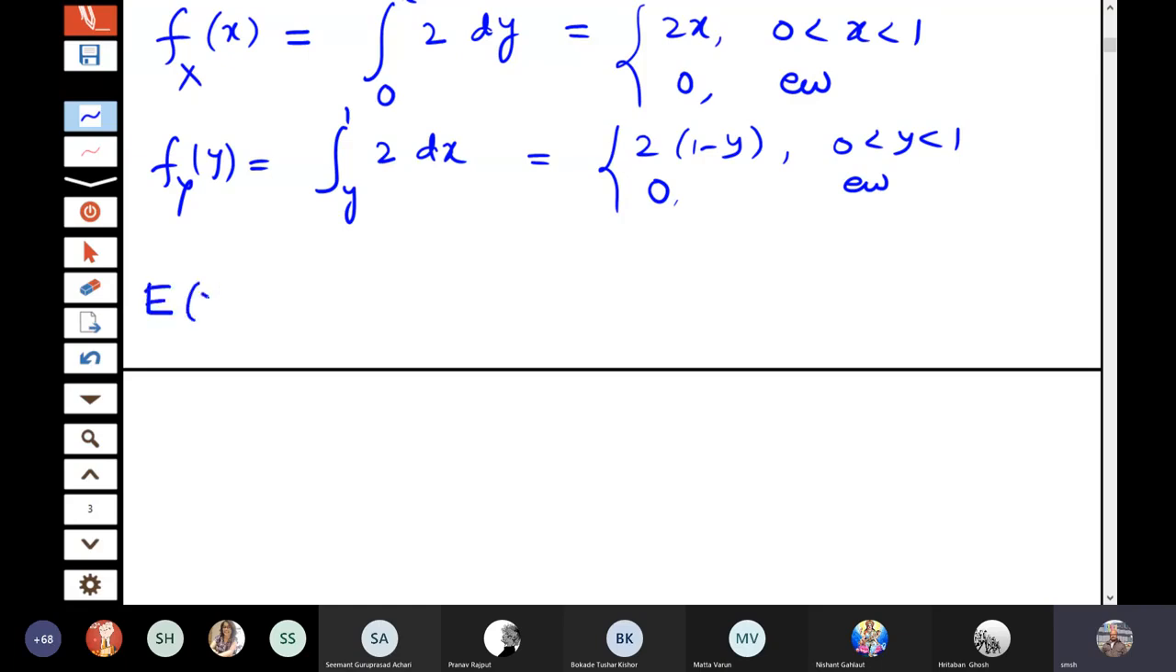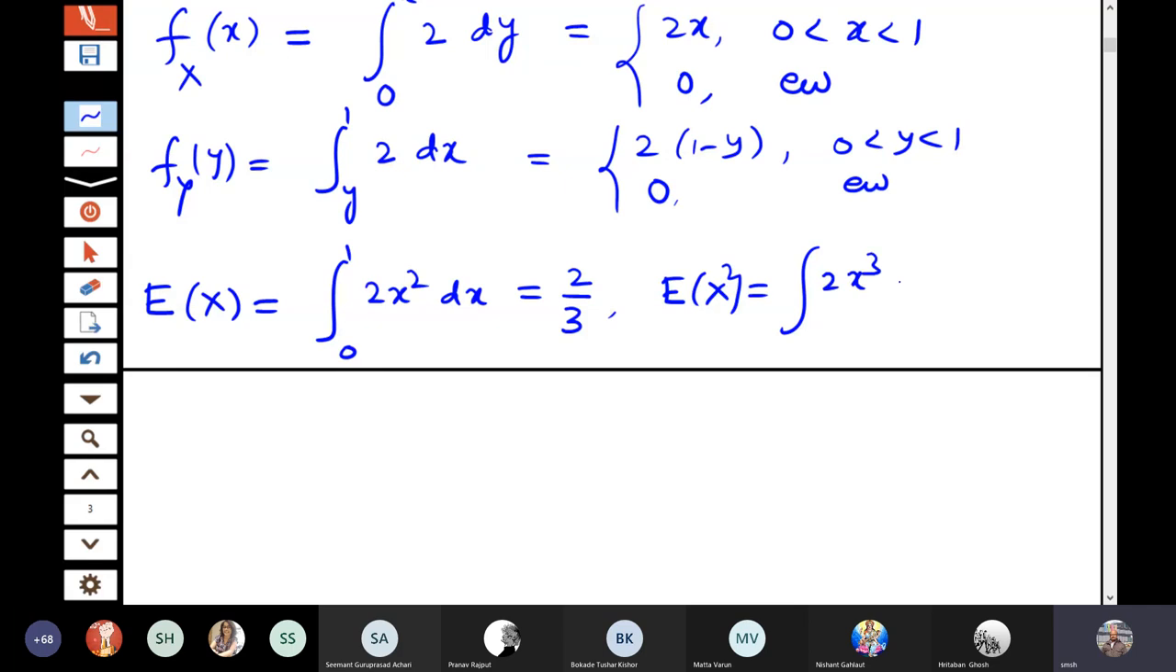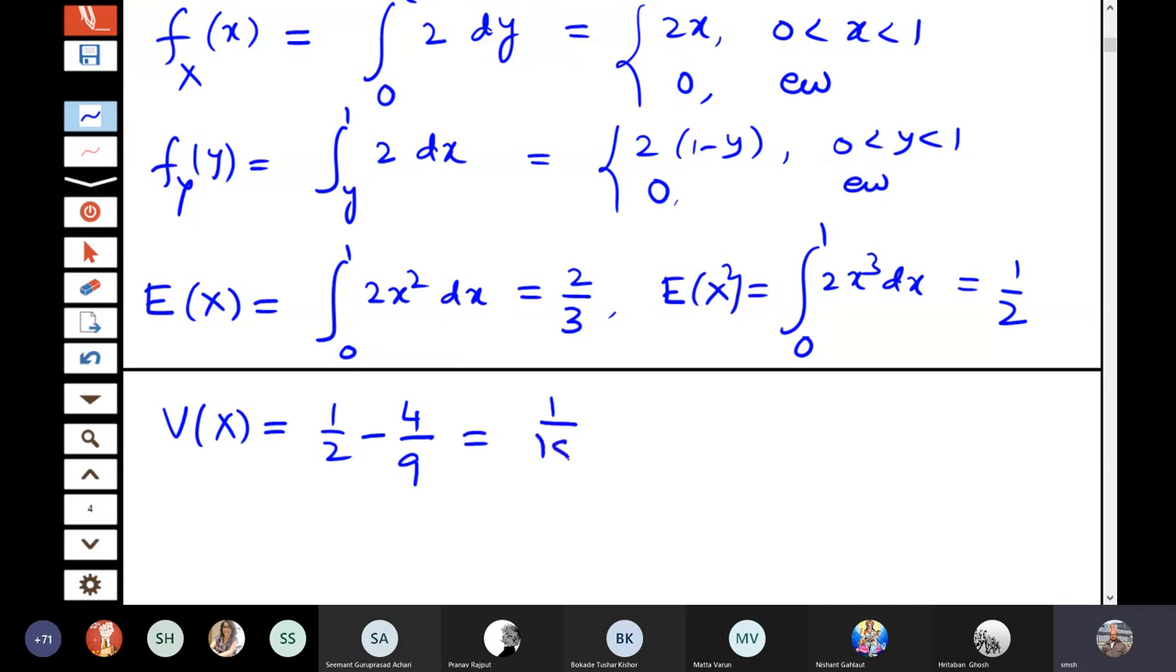So what is expectation of x? That is the integral 2x square dx, that is 2 by 3. What is expectation of x square? That is 2x cube dx from 0 to 1. That will give me half. So what is the variance of x? That is expectation of x square minus expectation of x whole square, that is 1 by 18.